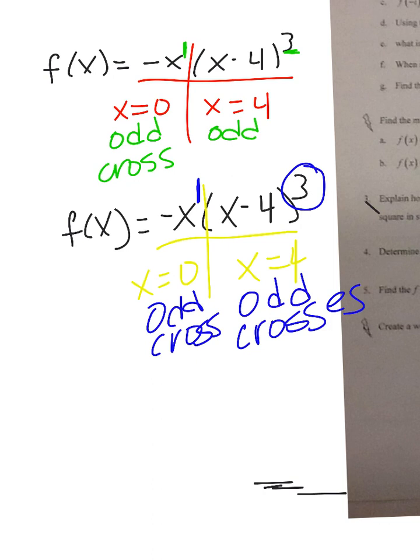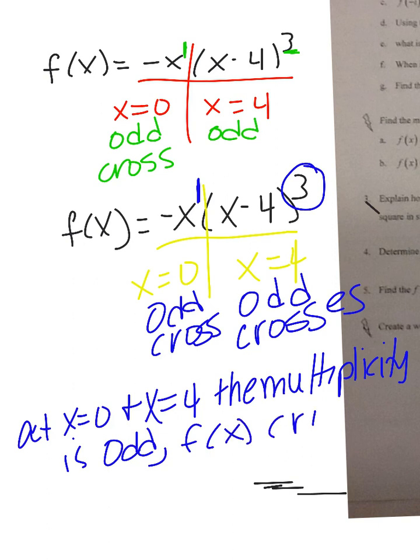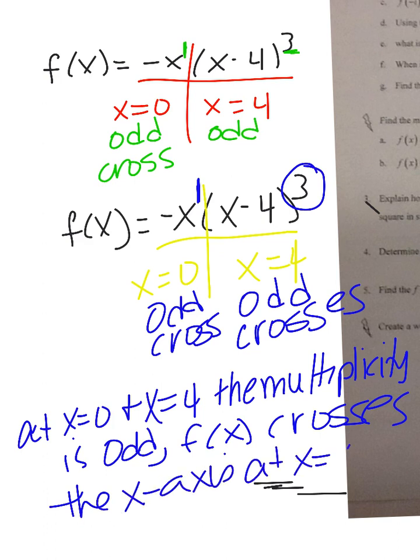So we would write at x equals 0 and x equals 4, the multiplicity is odd. F of x crosses the x-axis at x equals 0 and x equals 4. Okay, so let's take a look at number 3.